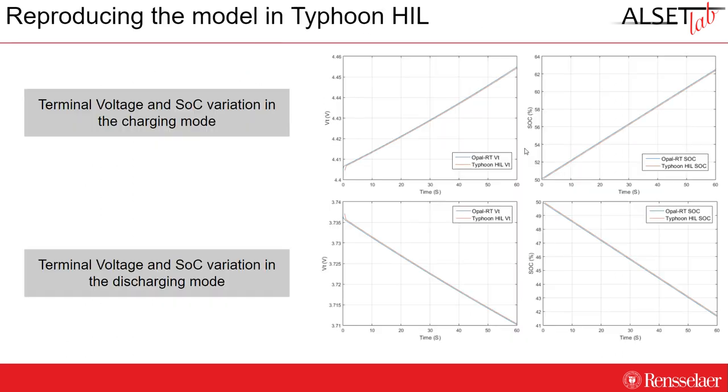Now we reproduced our model in Typhoon HIL, and we can see that the results are perfectly matched. Why are these results so perfect? Because there were no library dependencies to be worried about. We took numerical functions from one hardware and we re-implemented them in the other. So charging, discharging, terminal voltage, state of charge, all of them are perfect.